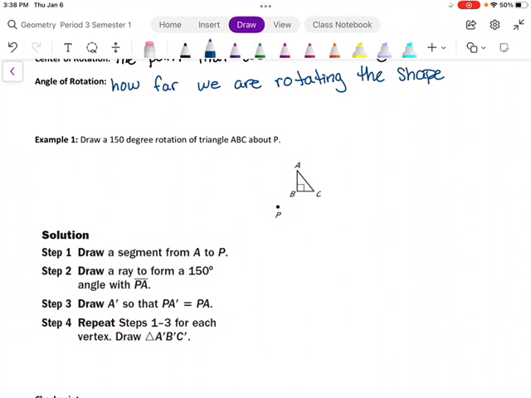if we were to take this shape, we are going to draw a 150-degree rotation. And if it doesn't give us a direction, we're always going to go counterclockwise. So, for example, we have this shape here, and we are going to go 150 degrees counterclockwise. And that's where our new point B is going to be. We're going to label that B prime.